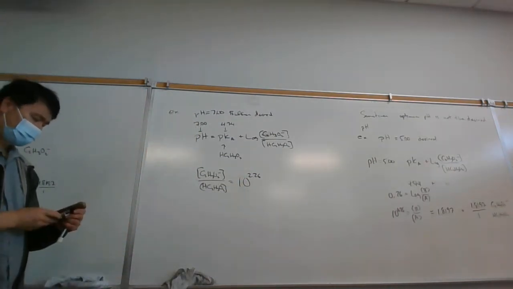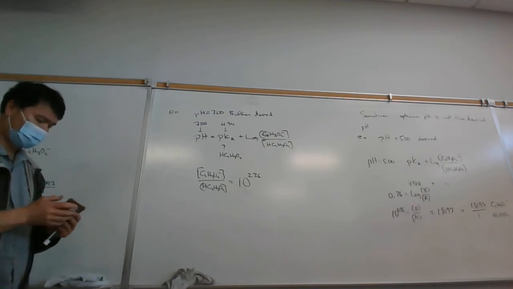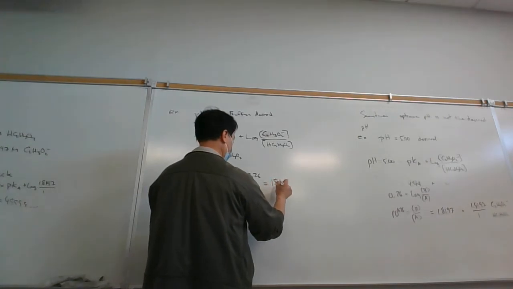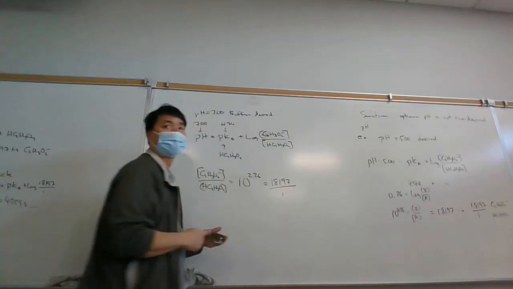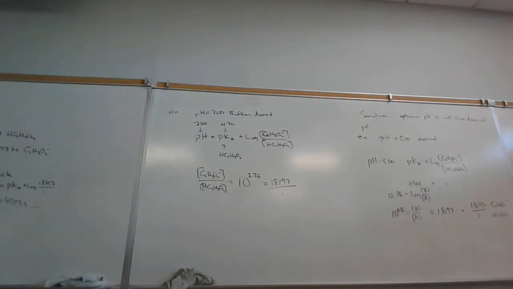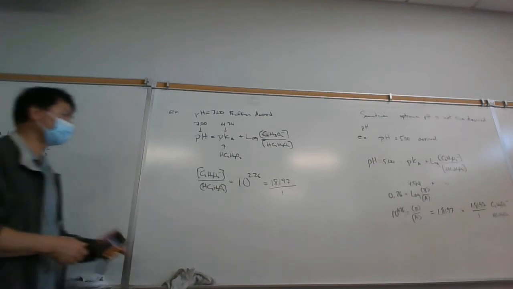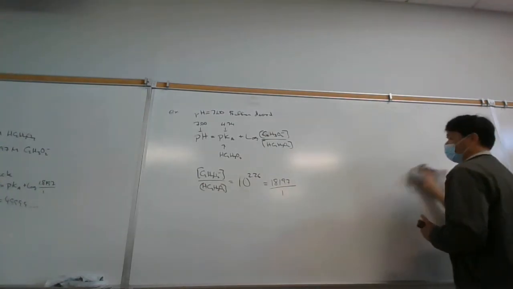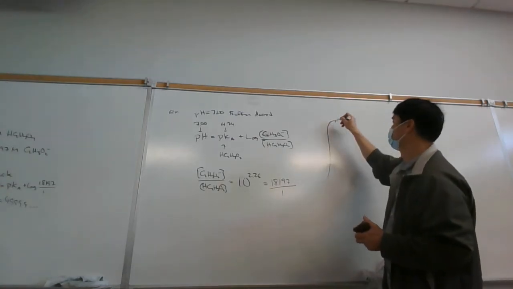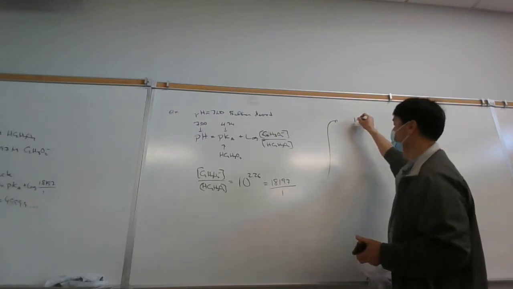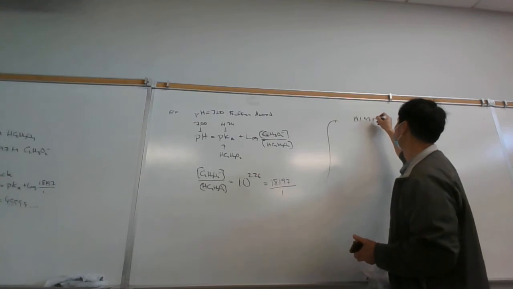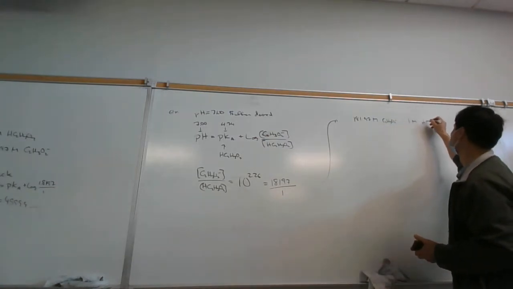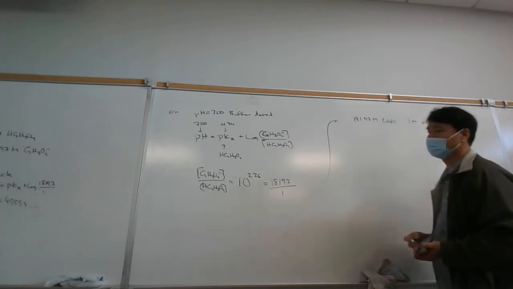Let's see what we get here. 181.97. So one thing I might try to do is make this 181.97 molar acetate and 1 molar acetic acid. I might try to do that.